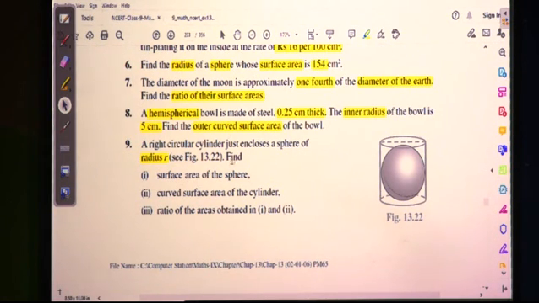What are they asking to find out? Surface area of the sphere, curved surface area of the cylinder, and the ratio of the areas obtained in first and second. The ratio of surface area of the sphere to curved surface area of the cylinder, the ratio we have to find out.